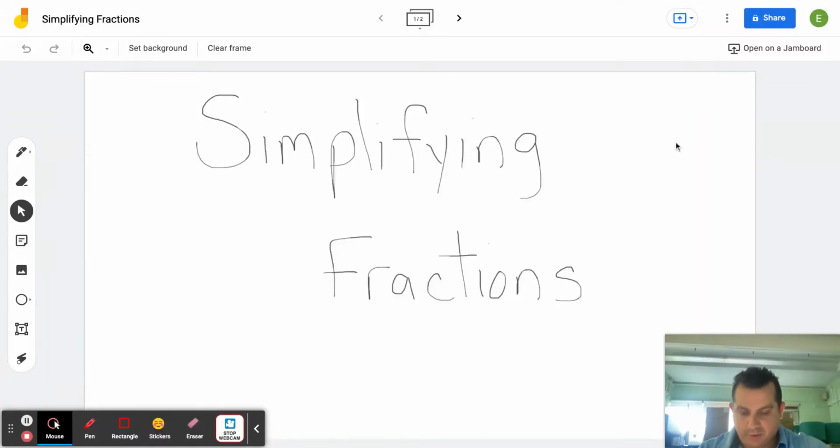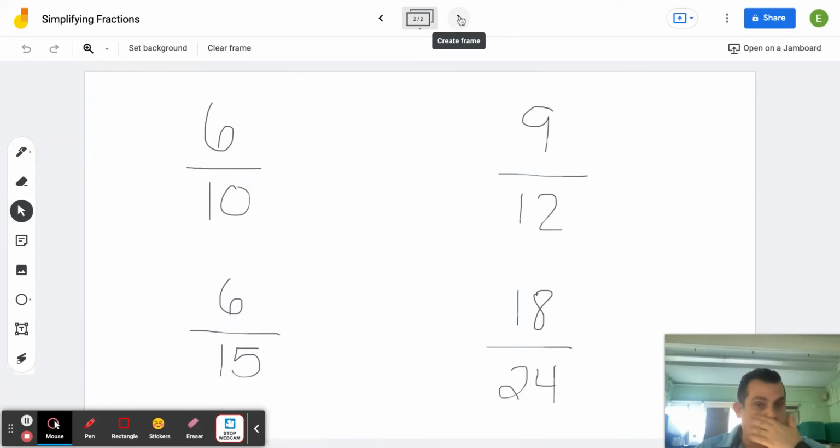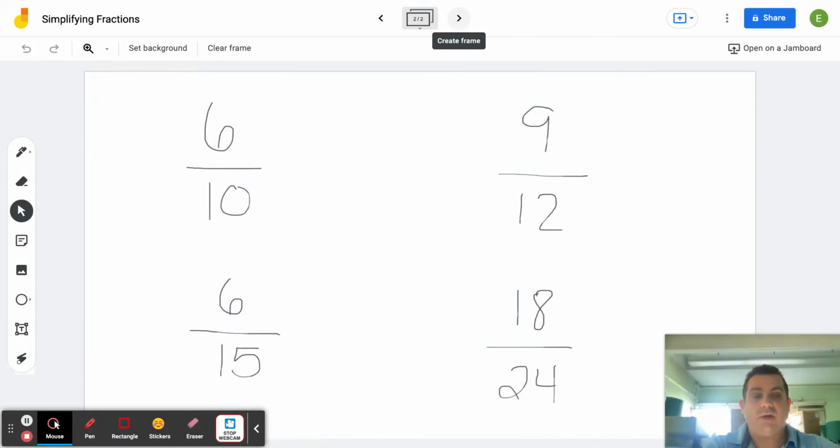Okay, so I'm going to do this quick video on simplifying fractions. We could say simplifying fractions, we could say reducing fractions, putting a fraction in simplest terms. So I am going to pull up a couple of these fractions, and we're just going to quickly go through how you can simplify them.